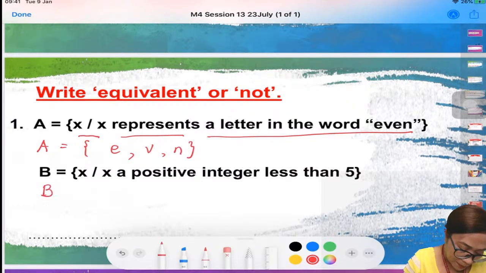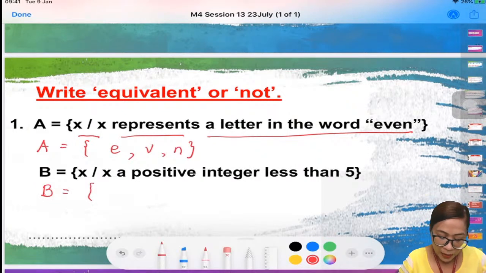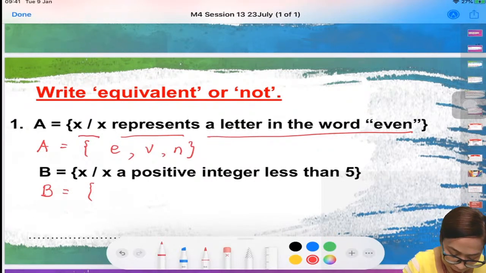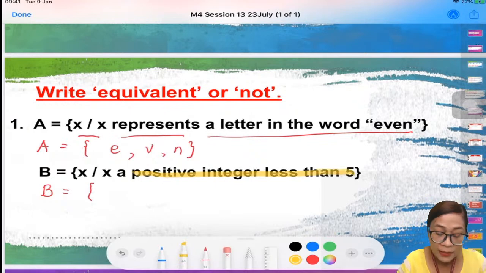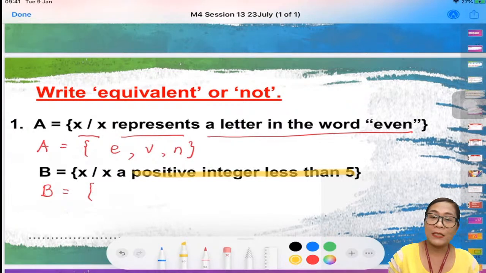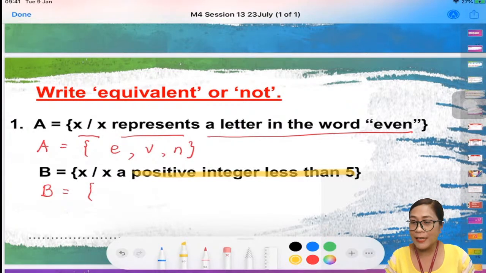So B, set B, capital letter B, is the set of, how about positive integers less than 5? Can you tell me, students, all positive integers less than 5? Comment your answer down below. Okay, I'll wait for your answer. Again, what are the positive integers less than 5?